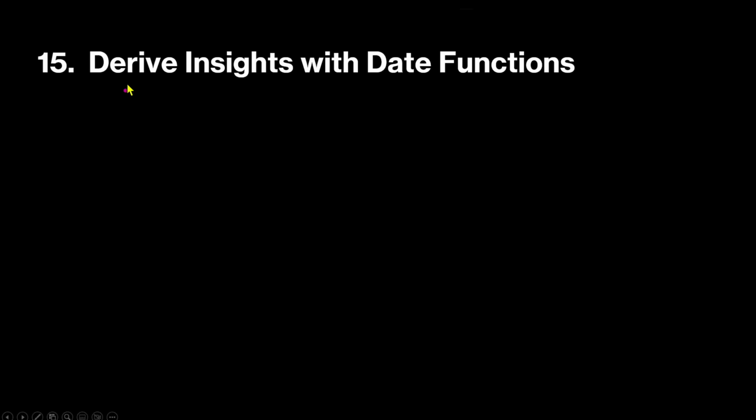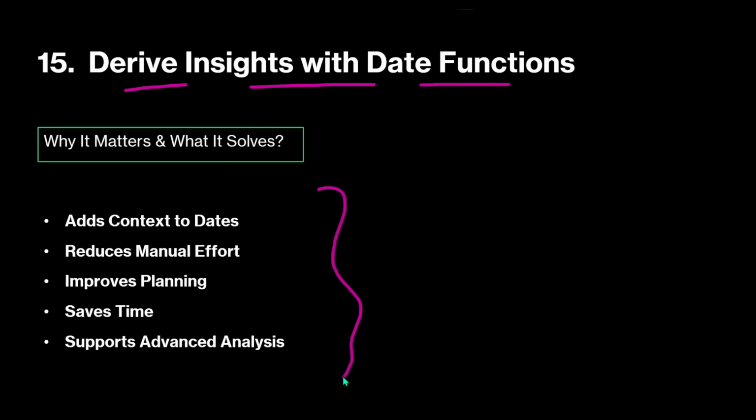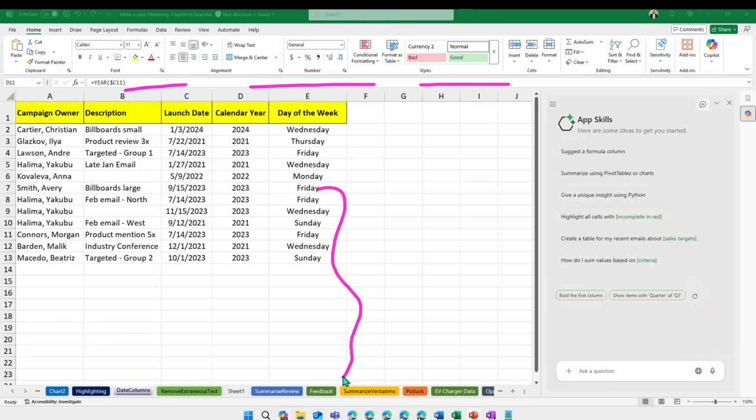The next feature we're going to learn is deriving insight with date functions. This helps you add context to dates. Knowing the day of the week helps identify patterns like weekend launches or weekday trends, so you don't need to remember or write complex date formulas. Copilot does it for you instantly. And this makes it easier to analyze performance by weekdays for scheduling or forecasting. So let's try a couple of prompts here.